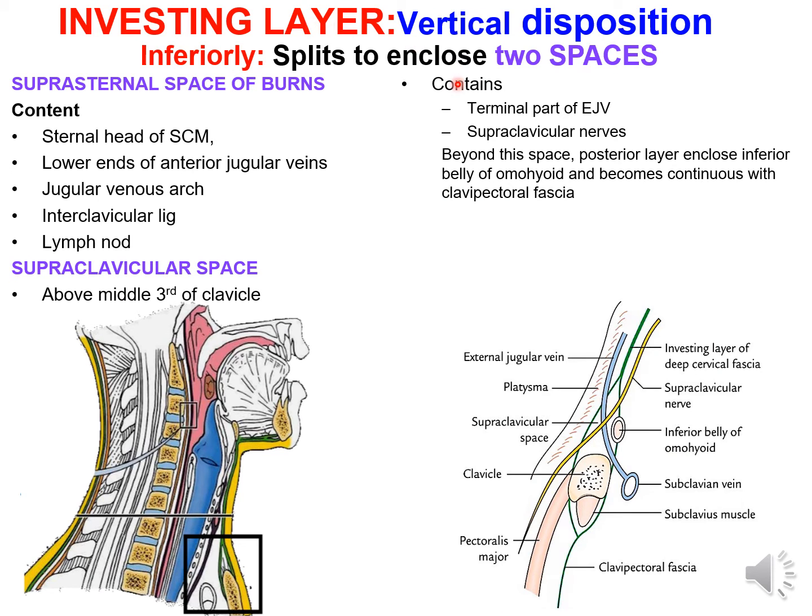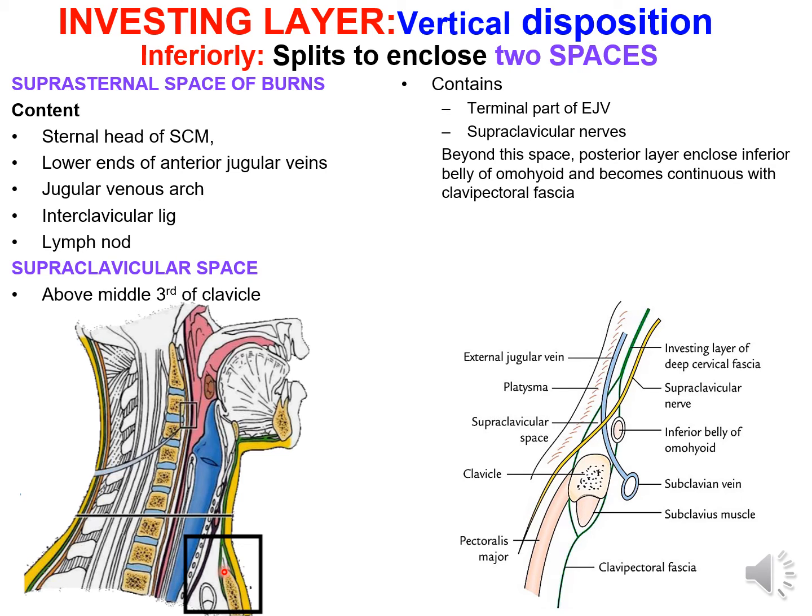On tracing this investing layer vertically, you will see that inferiorly it splits to enclose two spaces. A space medially above the sternum known as the suprasternal space of Burns, and a space laterally above the clavicle known as the supraclavicular space. The suprasternal space of Burns contains the sternal head of the sternocleidomastoid muscle, the lower ends of the anterior jugular vein, jugular venous arch which connects the two anterior jugular veins, the interclavicular ligament, and the lymph nodes.